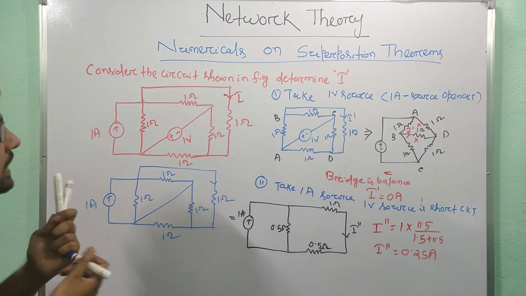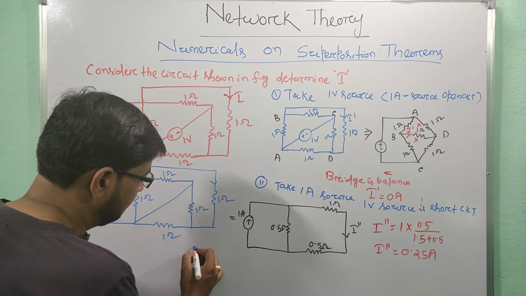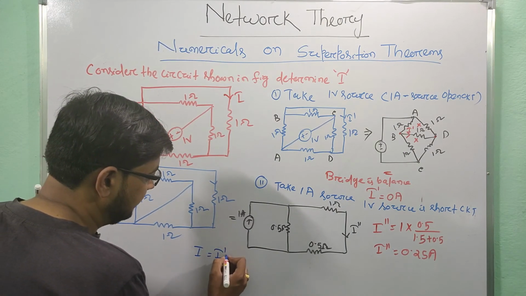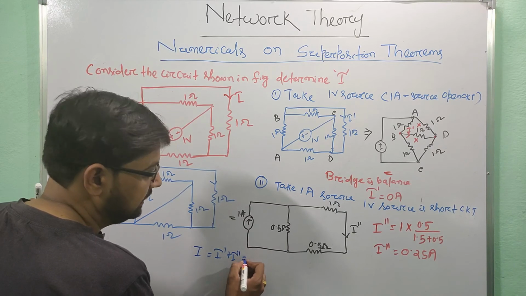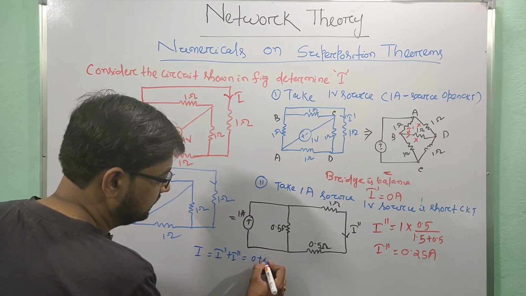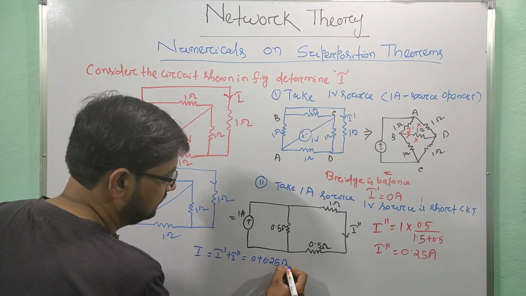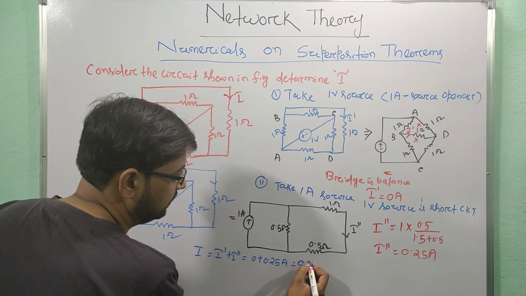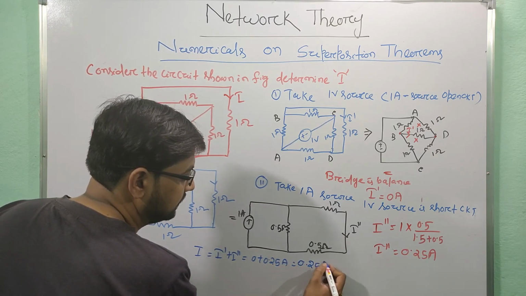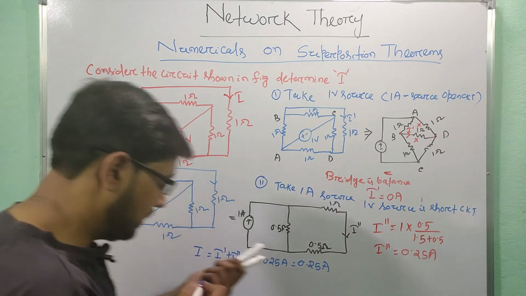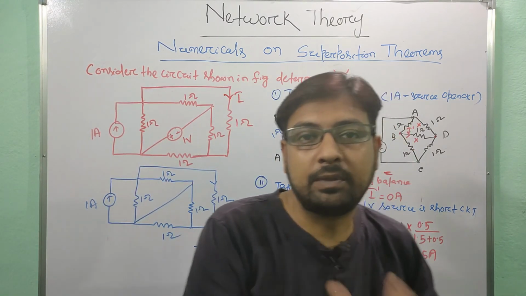Now what is my total current? My I is equal to I dash plus I double dash, that is equal to 0 plus 0.25 ampere, that is equal to 0.25 ampere. So this is another kind of superposition theorem numerical.